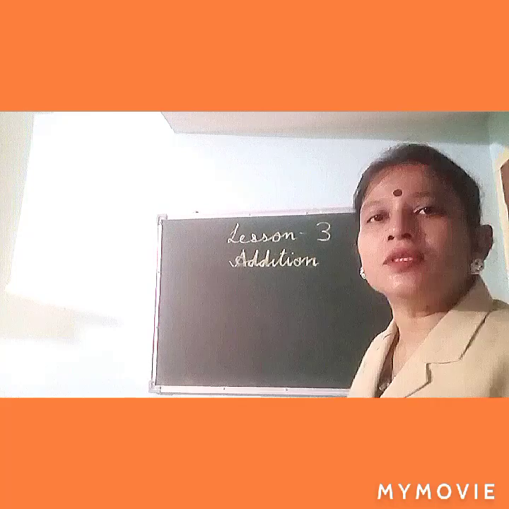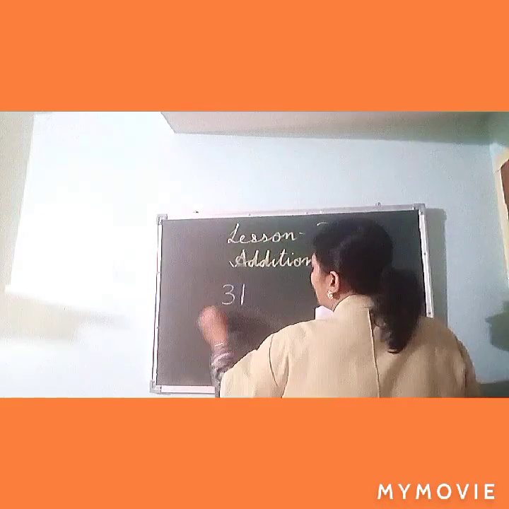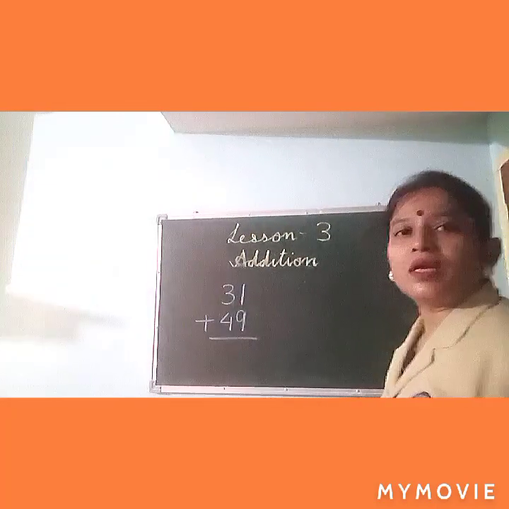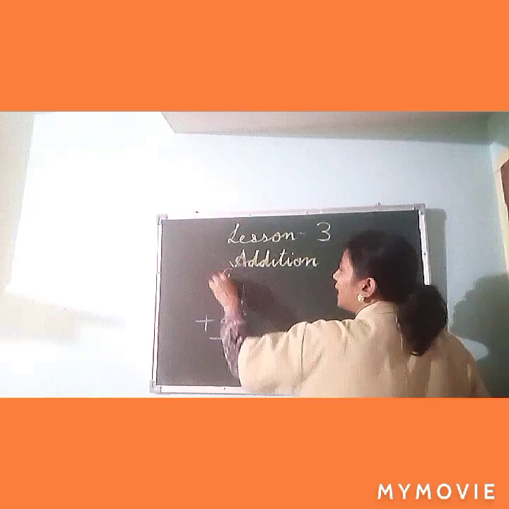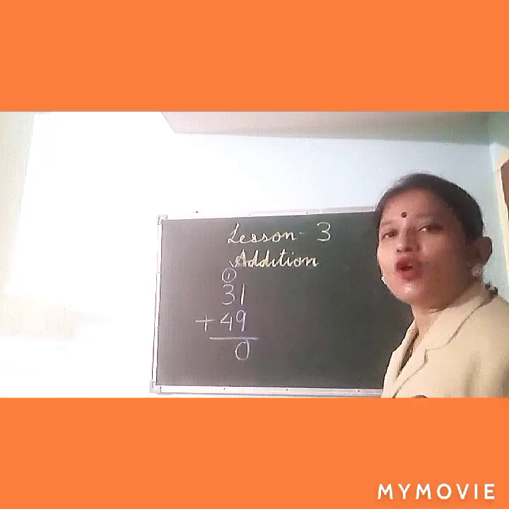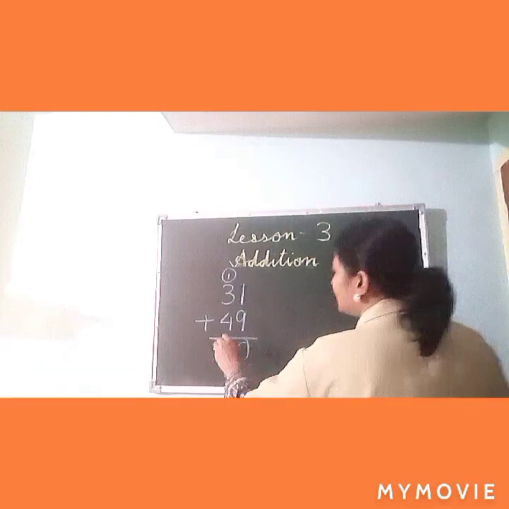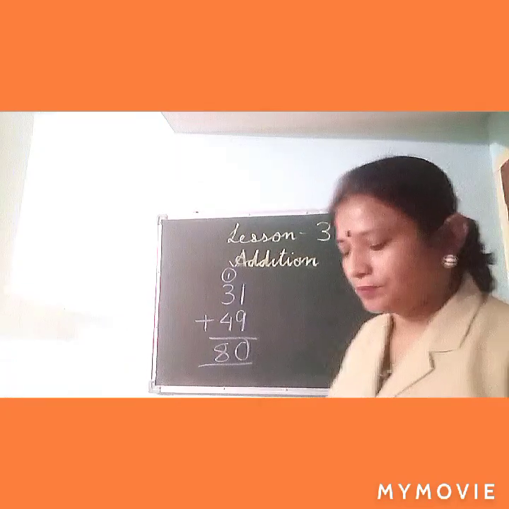Let's do more sums. Now I am taking the sum which is given in 43. 31 plus 49. 9 plus 1 is 10. So you will write 0 here and 1 will be carry forward. 4 plus 1 is 5. 5 plus 3 is 8. So you will write 80. 80 will be the answer.